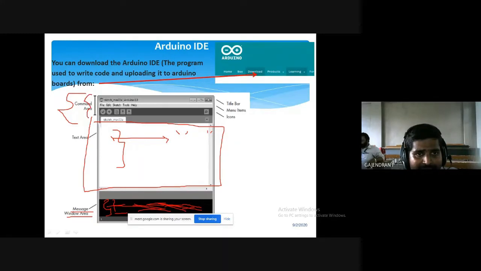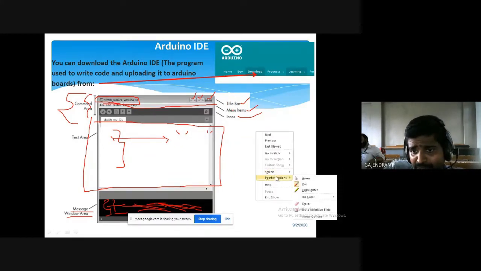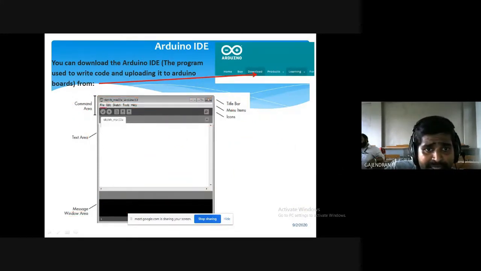Then the command area is split into three parts: title bar, menu items, and icons. The title bar consists of the name of the project. By default, it will show a sketch. I think this display may not be very clear to you. I will show you in the software in a later session. Then the minimize icon, maximize and close. Then I have some menu items. Like our MS Office, here also I have menu bars: file, edit, sketch, tools, and help. And I have some shortcut icons. The icons we will discuss later.